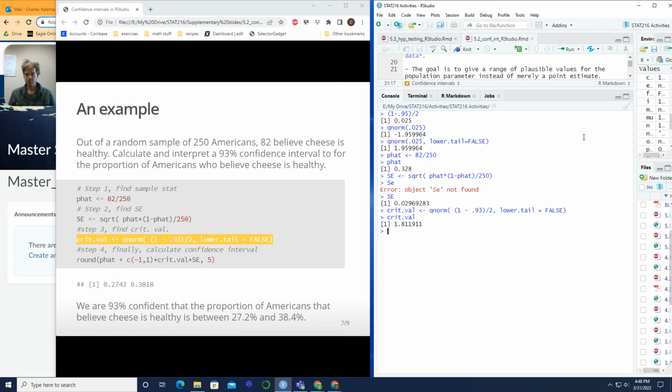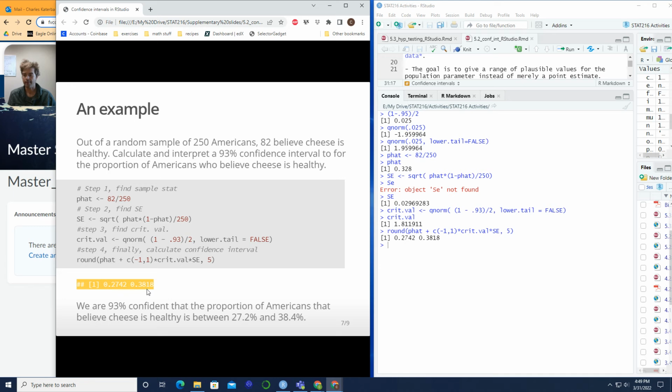Great. So now the last line I have here kind of does everything all at once, but let's unpack this step by step to see what it's doing. So if I copy and paste this here, you'll see that it spits out exactly what we have down here. And we see that we're 93% confident that the proportion of Americans that believe cheese is healthy is between 27.2 and 38.2%. There's a typo on my part on this last percentage here.